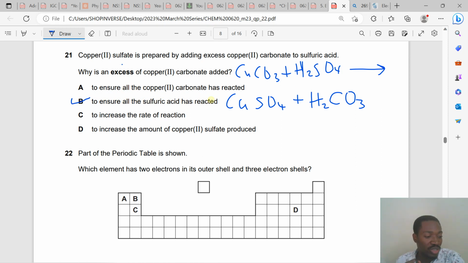This is the correct answer to question 21: to ensure all the sulfuric acid is completely used up.